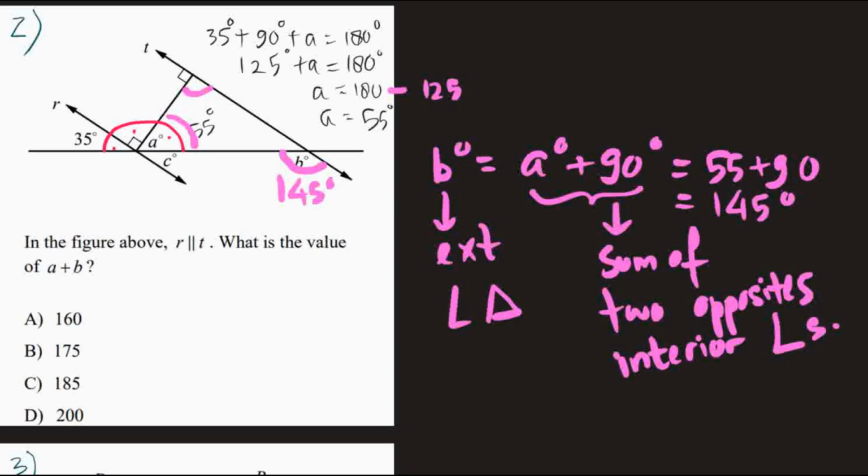Now we can count A plus B, 55 plus 145 is equal to 200 degree. That will be our answer.